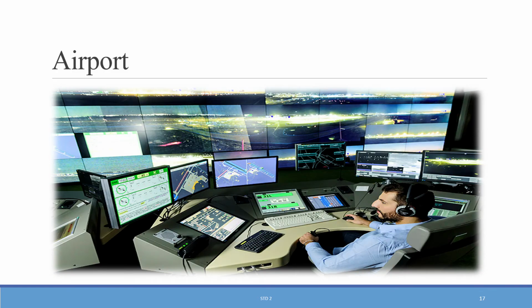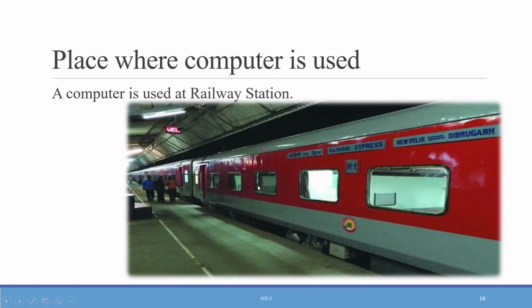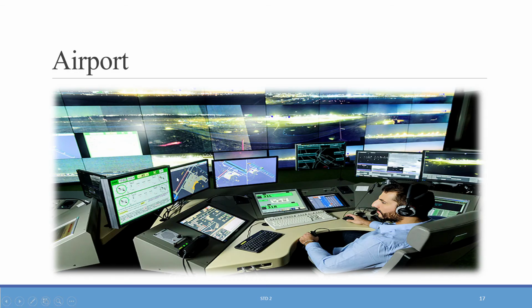See the next picture of airport. You can see this picture? Yes, right? This is the airport picture. See this man is monitoring all the computers. You can see here the different computers. Yes? 1, 2, 3, 4, 5, 6, 7, 8, 9, 10. Yes, so many displays in this room.